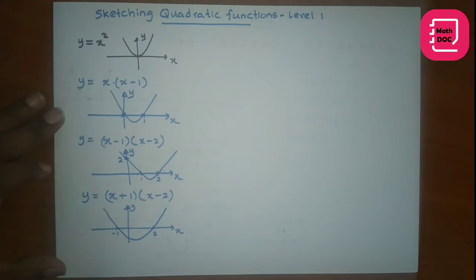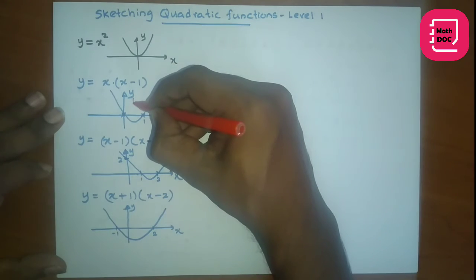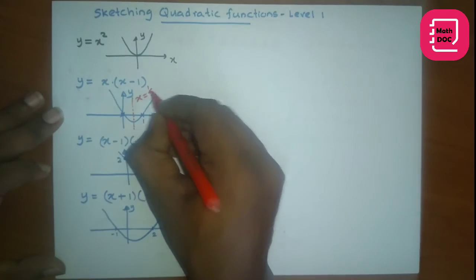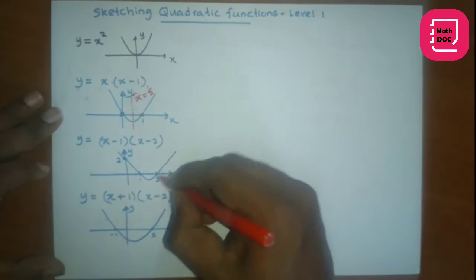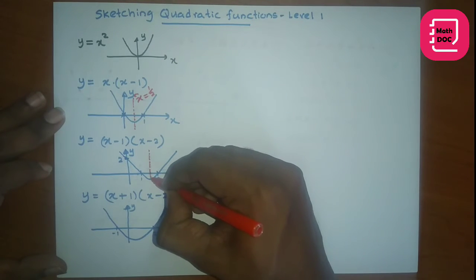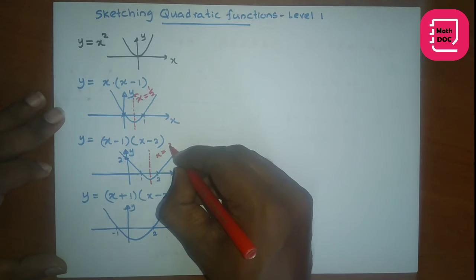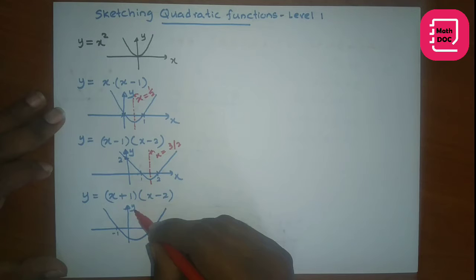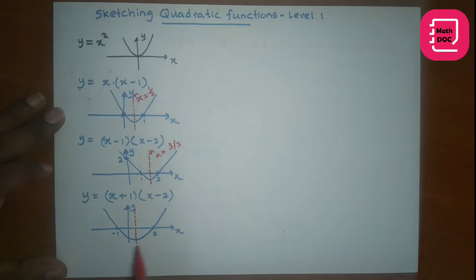Then the midpoint of these two will be the symmetrical axis. Therefore here the symmetrical axis is x equals half. And here the symmetrical axis is x equals 3 over 2, the midpoint of these two. And here the symmetrical axis is (2 minus 1) over 2, half. Those are the symmetrical axes.